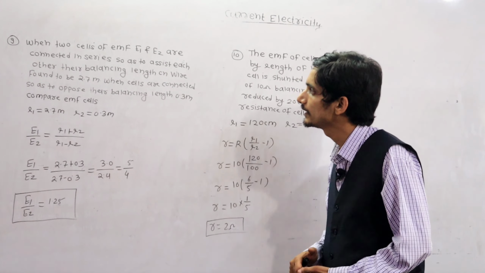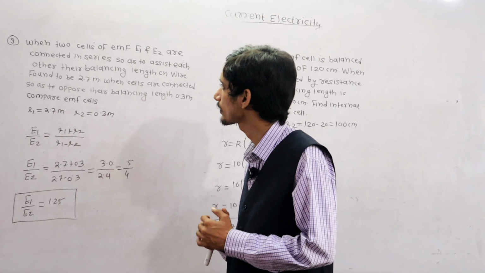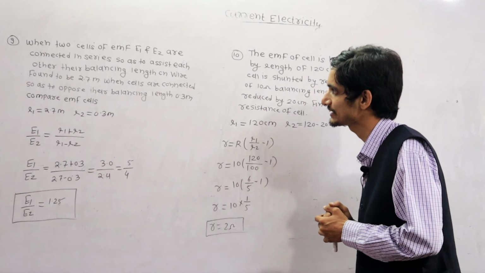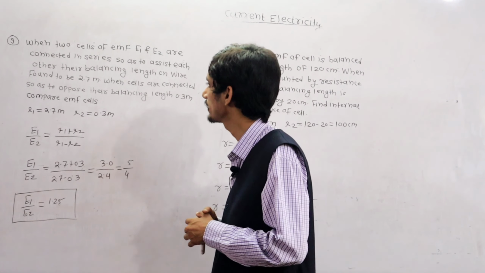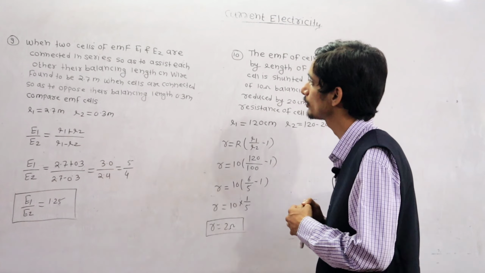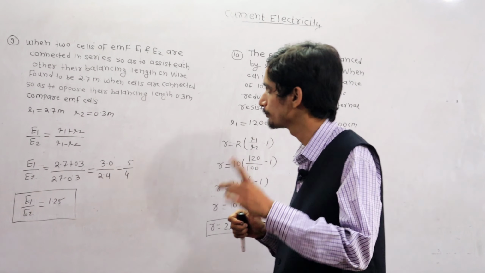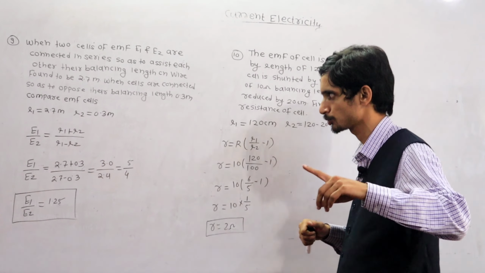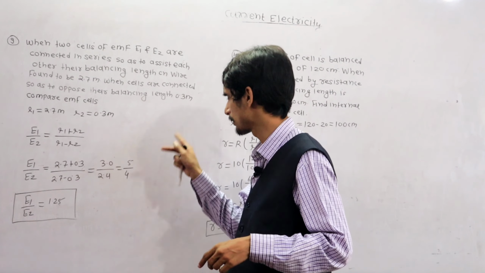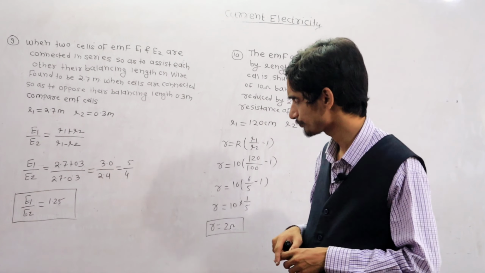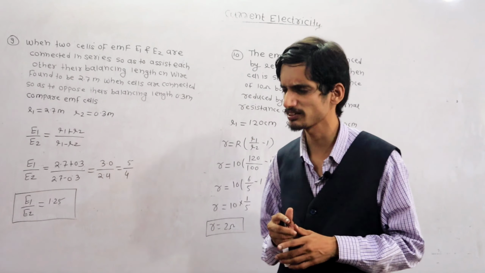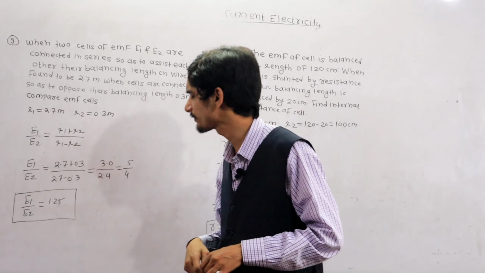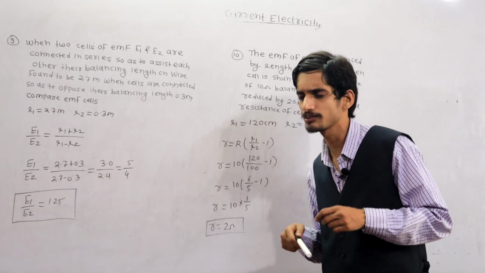Problem number 9. When two cells of EMF E1 and E2 are connected in series so as to assist each other, their balancing length on the wire is found to be 2.7 meter. When the cells are connected so as to oppose, their balancing length is 0.3 meter. Compare the EMF of cells. So L1 is equal to 2.7 meter, L2 is equal to 0.3 meter.